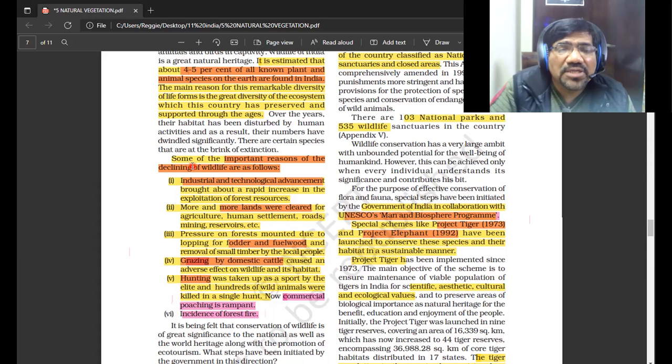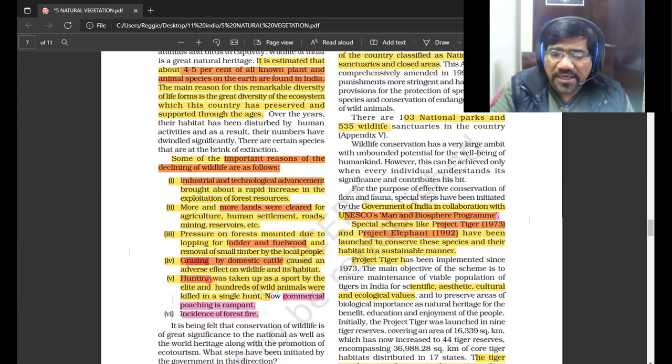Let us look at another important question, which is why forests are declining. Because industry has increased and technology has increased, cutting of trees has increased. Forests are being cleared for making roads, for human settlements, for agriculture, and for mining. That's why forests are being reduced. Forests are also being reduced because people are cutting trees for fodder and fuel. Grazing is also influencing the forest.